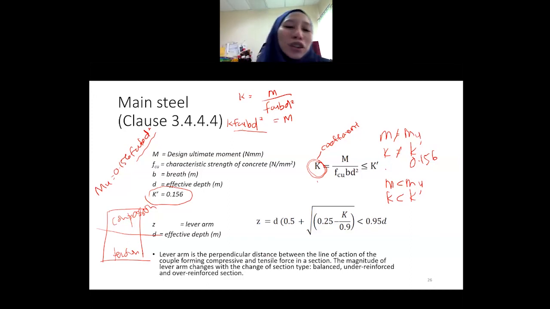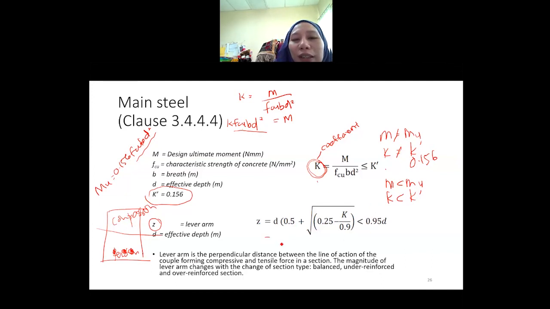Okay. So, you ada letak lagi bar. Kat mana kita patut letak bar? Bila you letak bar, kat mana sebenarnya jarak between compression and tension tu? We don't know. So, how we know that? Kita dapatkan value of Z. So, you dah ada value of K, you just masukkan dia dalam formula.